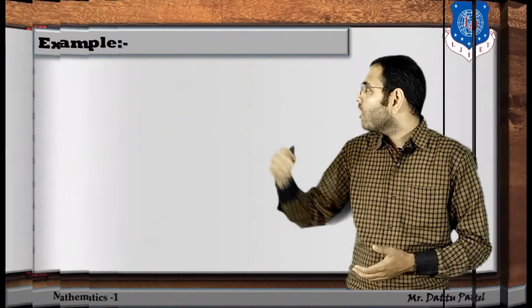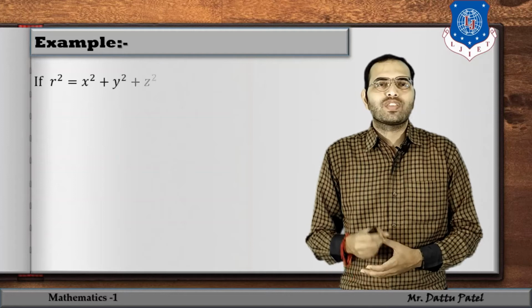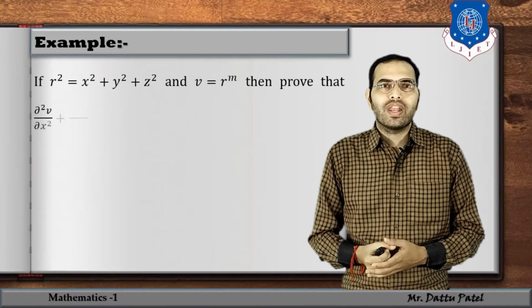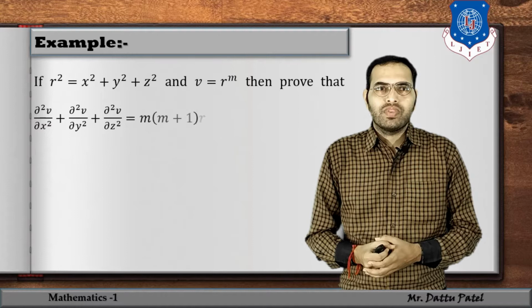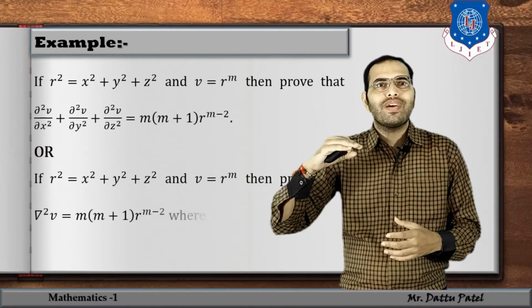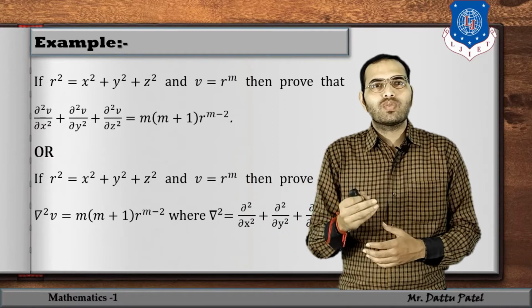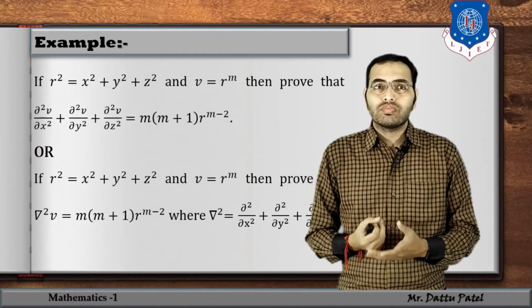Now let's see one more example. If r² = x² + y² + z² and v = r^m, then prove that ∂²v/∂x² + ∂²v/∂y² + ∂²v/∂z² = m(m + 1) r^(m−2).